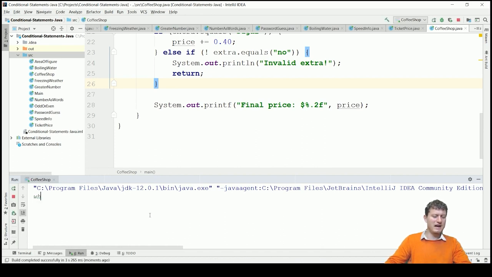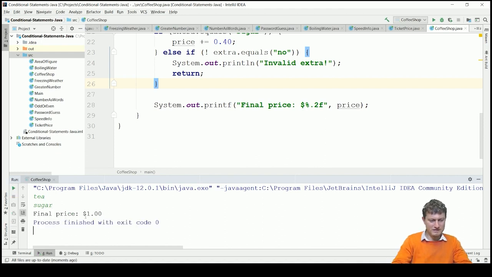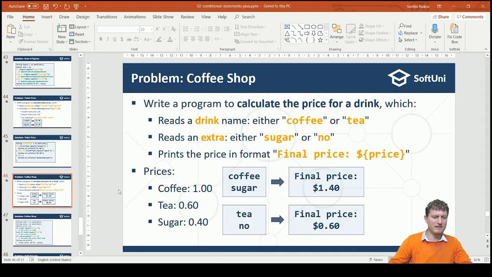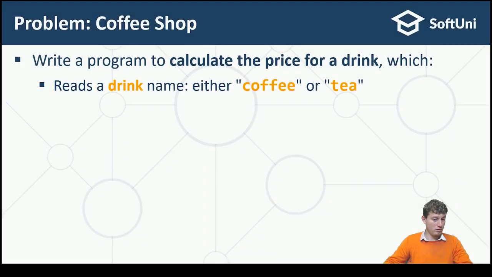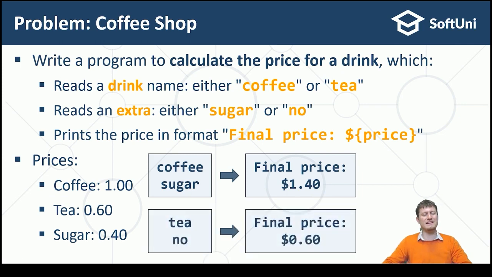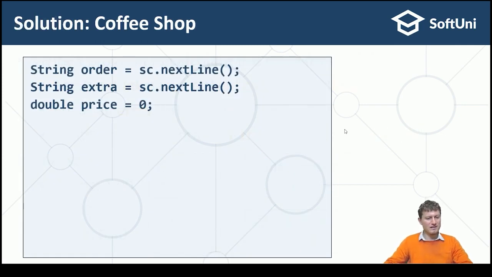So if I order whiskey, it's invalid drink. But if I order a tea with ice, it's invalid extra. But if I order a tea with sugar, that's correct. If I order a coffee with nothing, it's correct. Looks like this works correctly. So we can see what solution I have prepared.